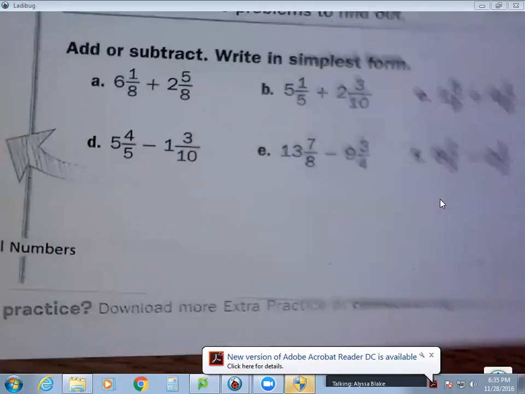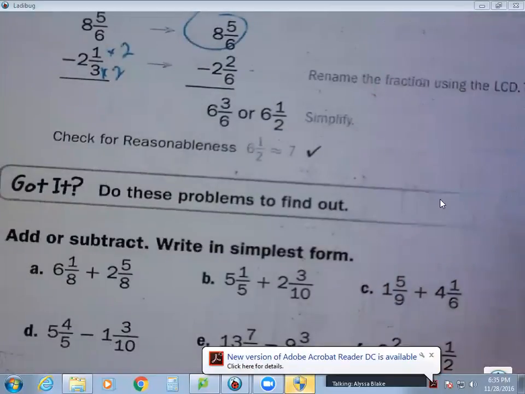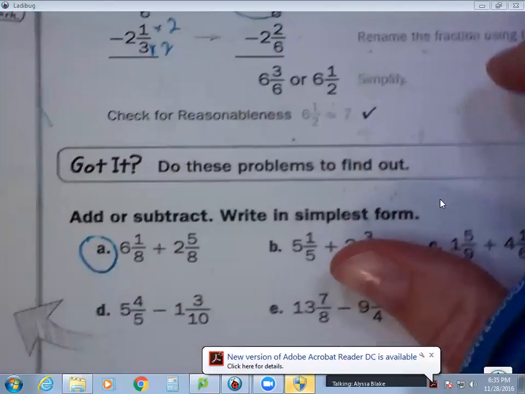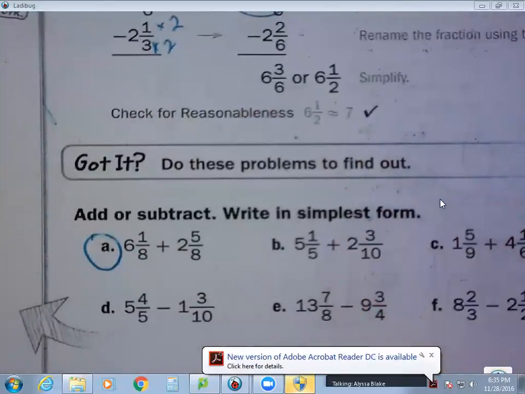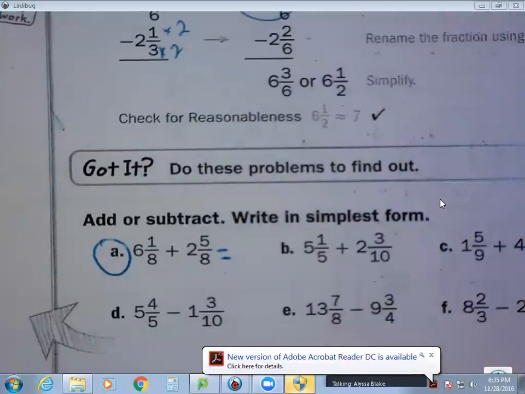So while she's playing, I want you guys to do a couple of these with me. Okay. Let's do this first one together. I will give you about 20 seconds to do that one. Same denominator, so go ahead and add the whole numbers and add the numerators and reduce.